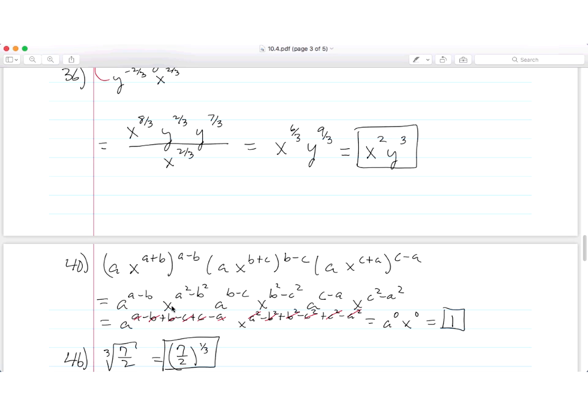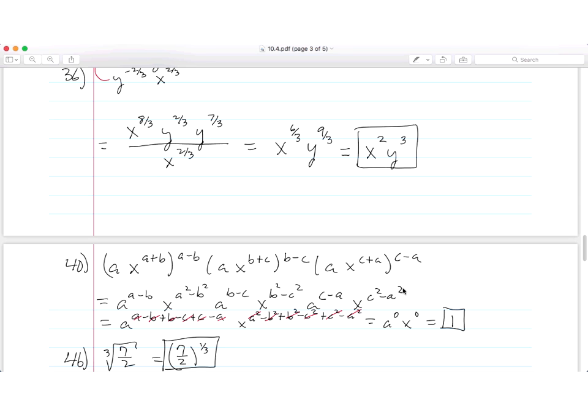Let's look at the x's. Well, I have the same base x. And so I'll add exponents. Negative b squared plus b squared cancel. Negative c squared plus c squared cancel. A squared minus b squared also cancels. So again, you have x to 0.